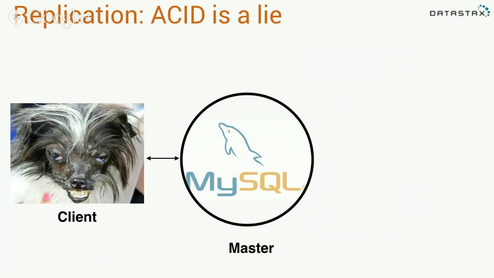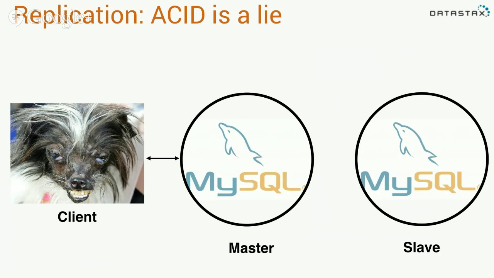So let's say that your system is a very read-heavy workload, and you want to start scaling it. What you do is you add a replica here, right? In MySQL land, we call this a slave server. And then you have your replication.